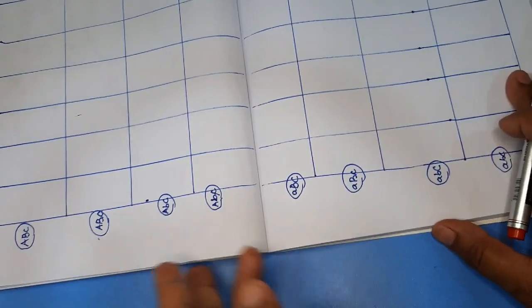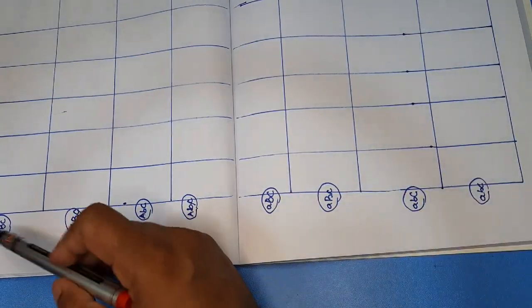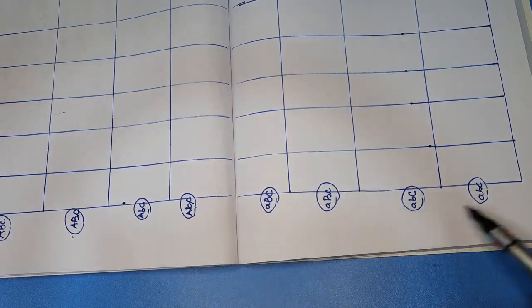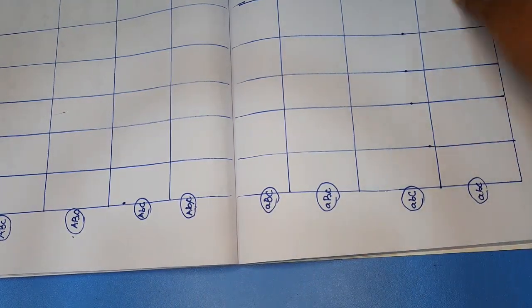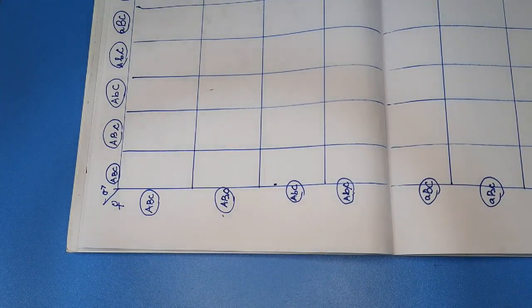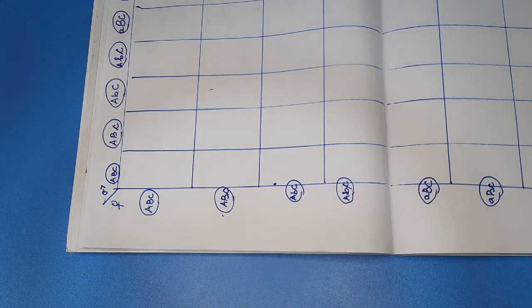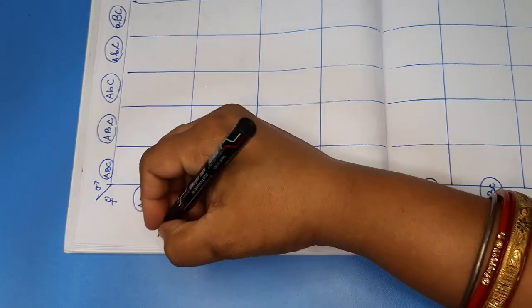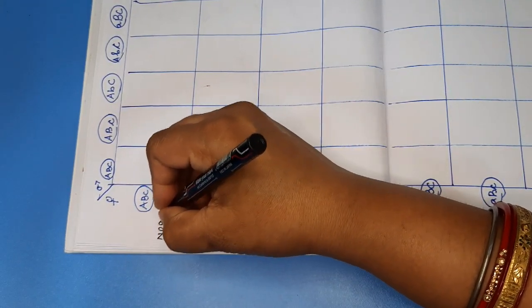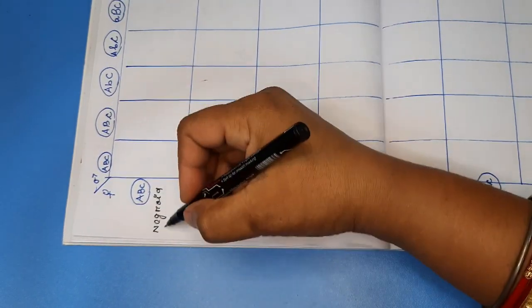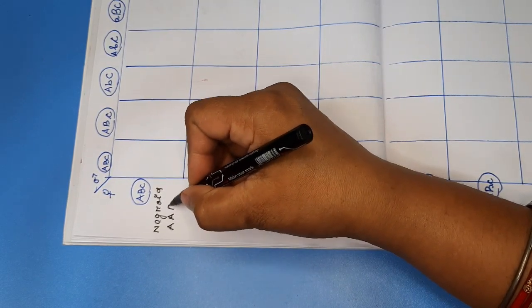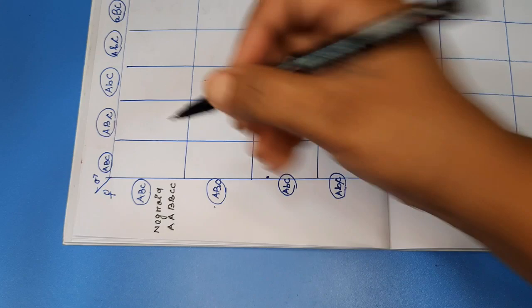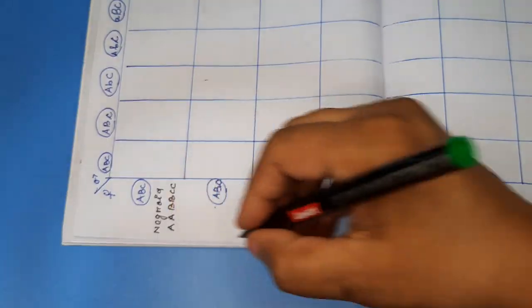Now come to this side. I hope this is more clear. The genotypes I have written in the same sequence. Now let us understand how we are supposed to get the phenotype and the genotypes done. So here at one extreme, let us understand that it will be the Negroid genotype. If it is Negroid, then it will be capital A, capital A, capital B, capital B, capital C, capital C.